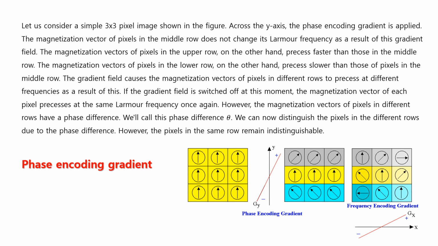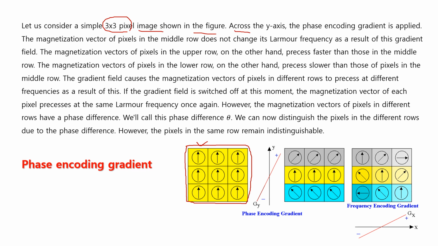Let us consider a simple 3x3 pixel image, shown in the figure. Without the phase encoding and the frequency encoding gradient, the protons in the 9 pixels have the same Larmor frequency and the same phase, so we cannot distinguish them.